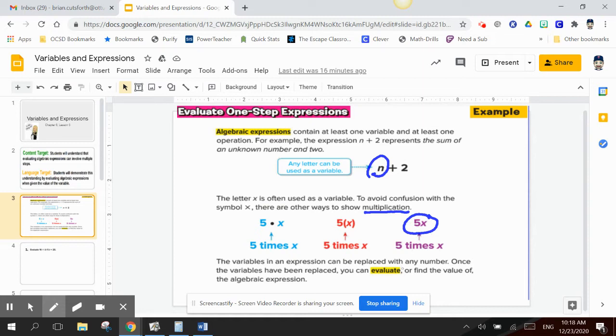The variables in an expression can be replaced with any number. Once the variables have been replaced, you can evaluate or find the value of an algebraic expression.